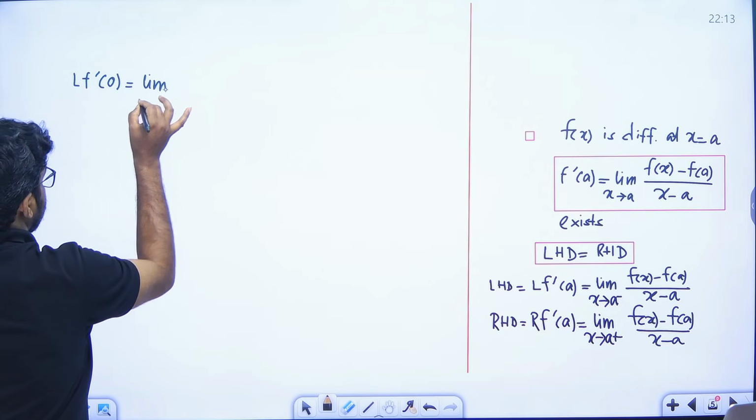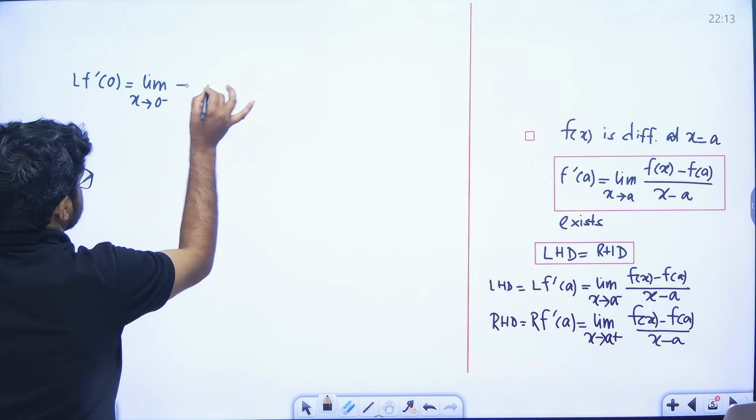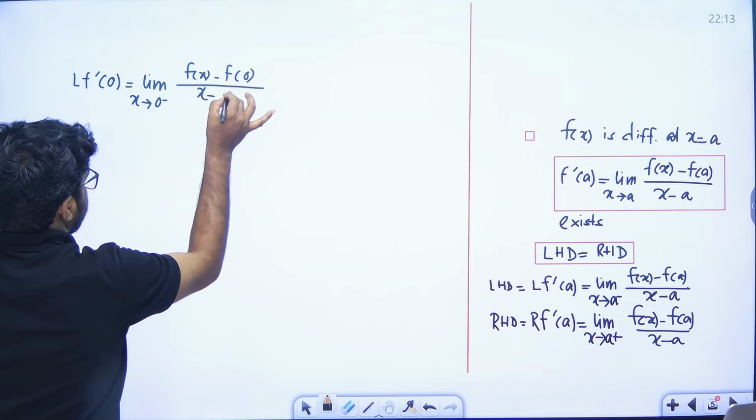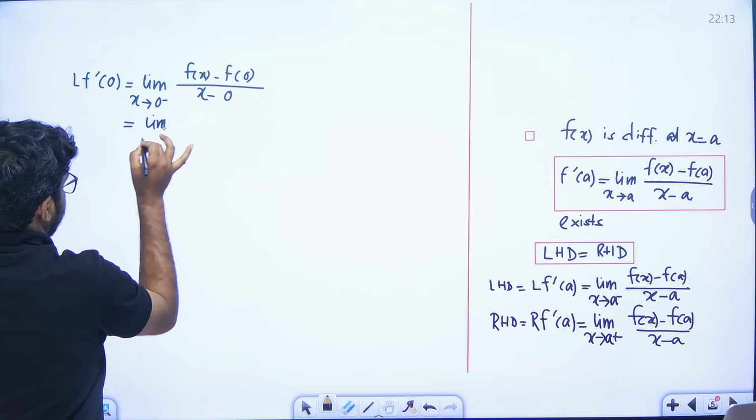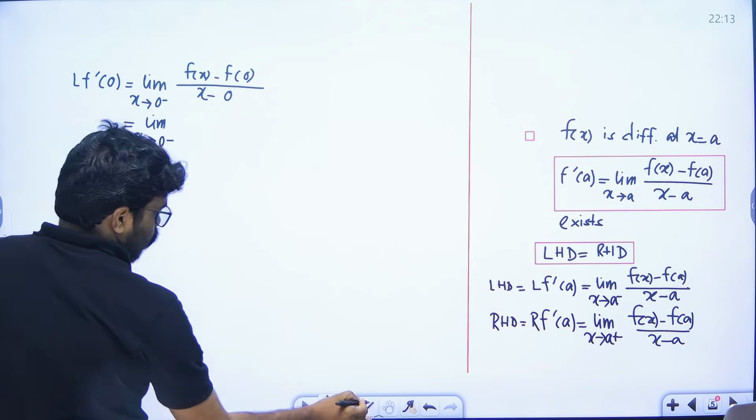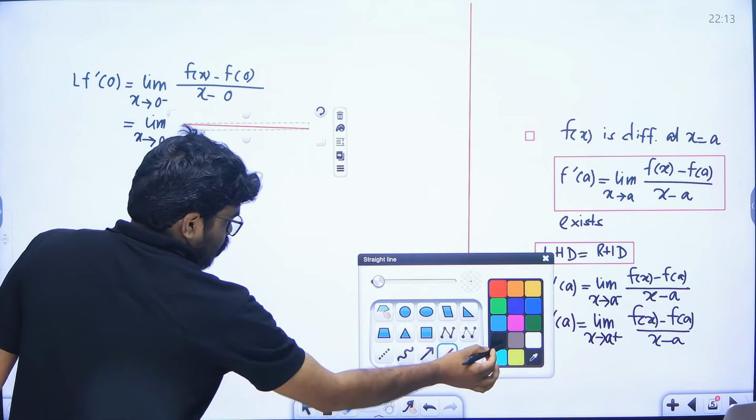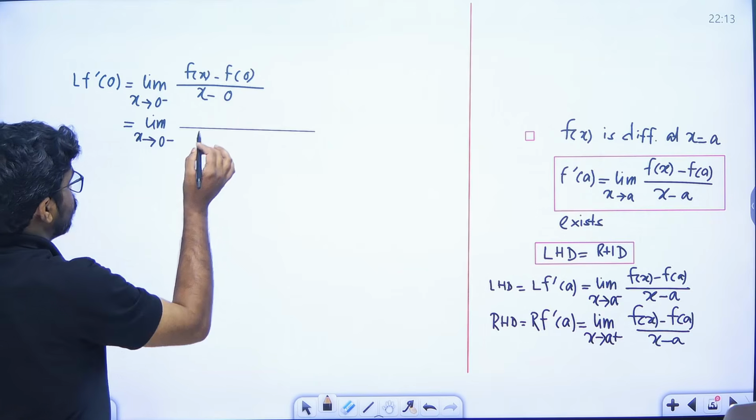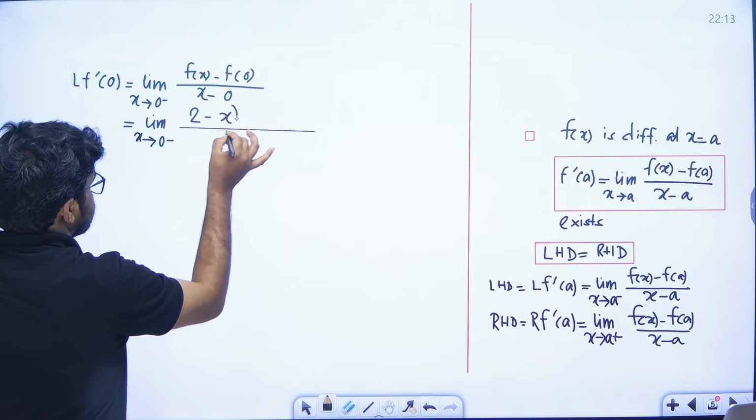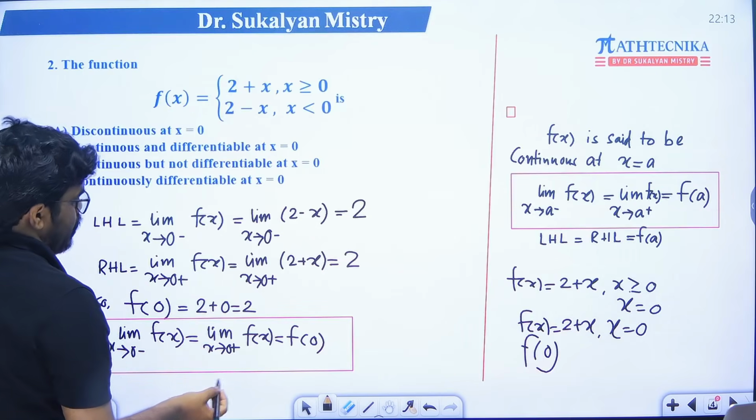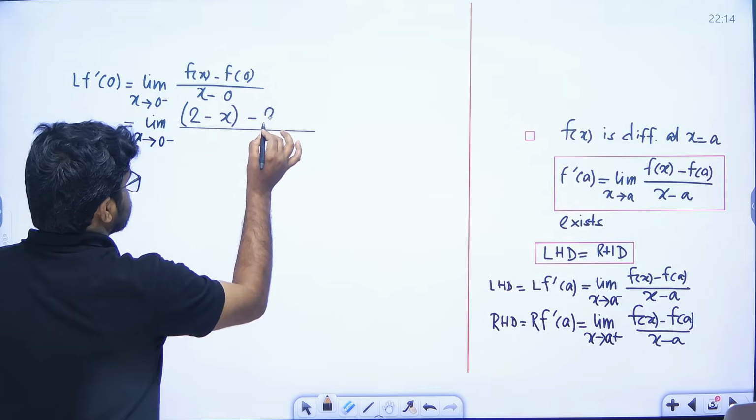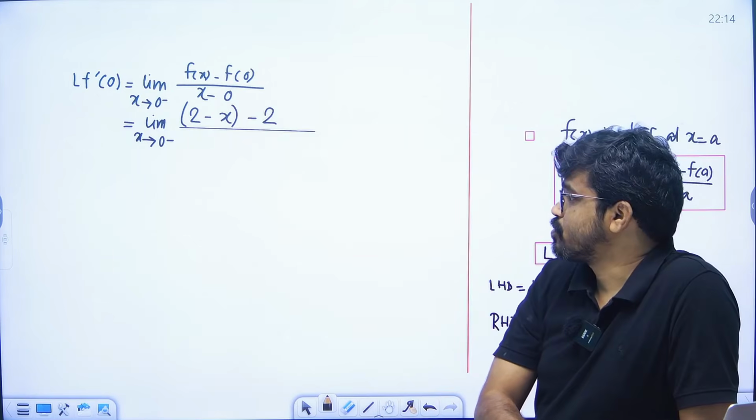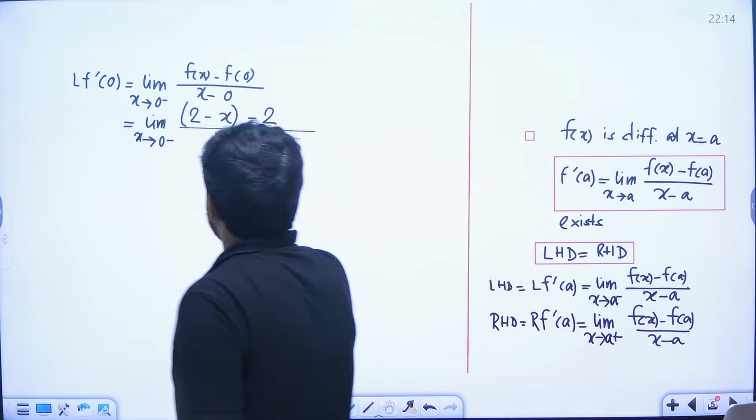So the limit as x tends to 0 minus of (f(x) minus f(0)) divided by (x minus 0). When x is negative, that is when x is less than 0, f(x) is 2 minus x. And f(0) is 2. So 2 minus x minus 2, divided by x minus 0, that is divided by x.